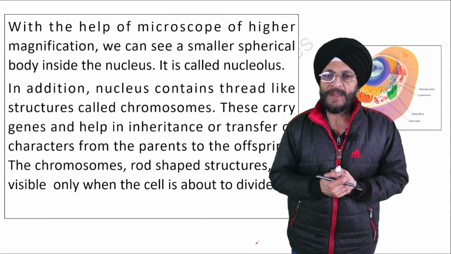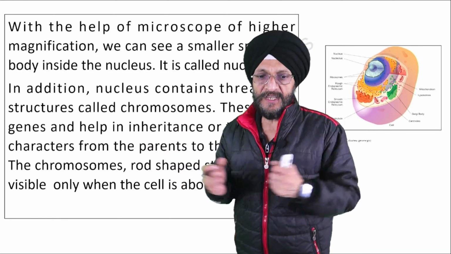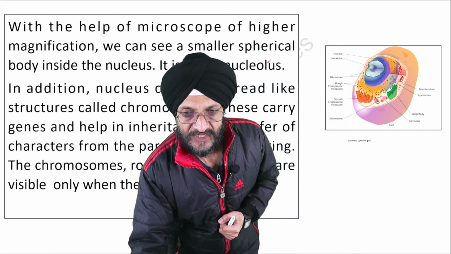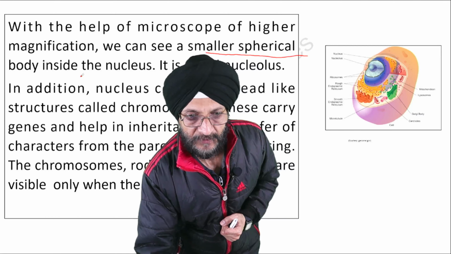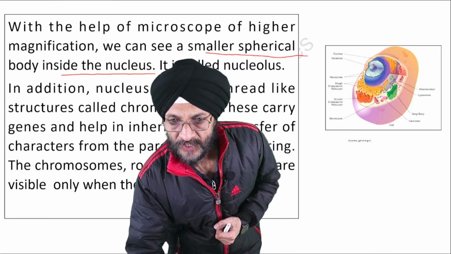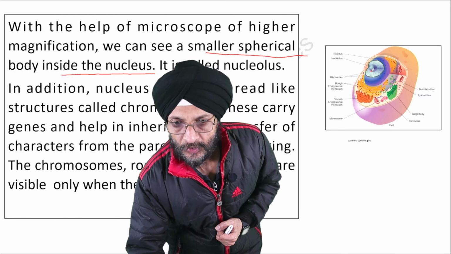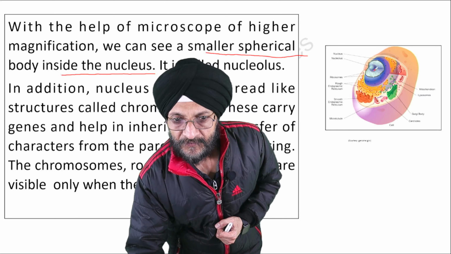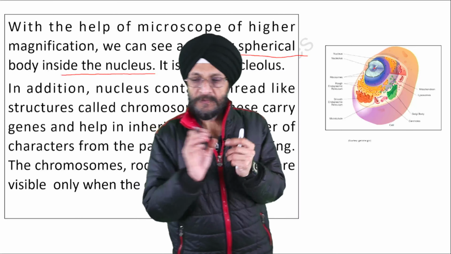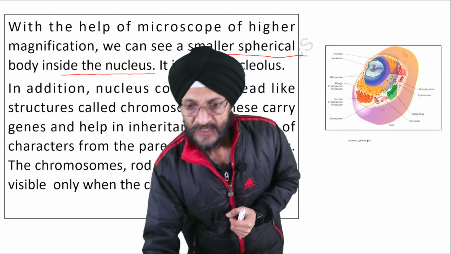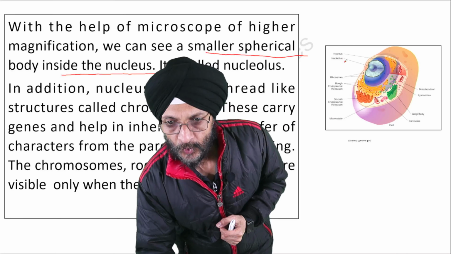With the help of a microscope of higher magnification, we can see a smaller spherical body inside the nucleus. You can see here that this is the nucleolus. A small spherical body which is present inside the nucleus is called nucleolus.